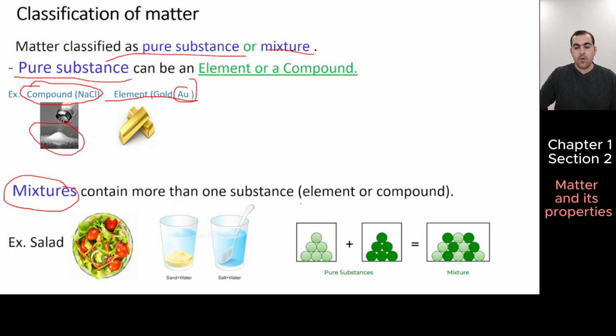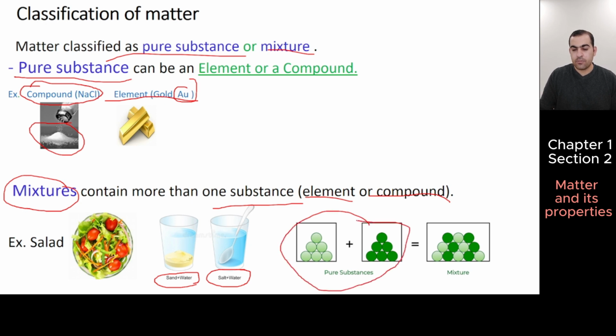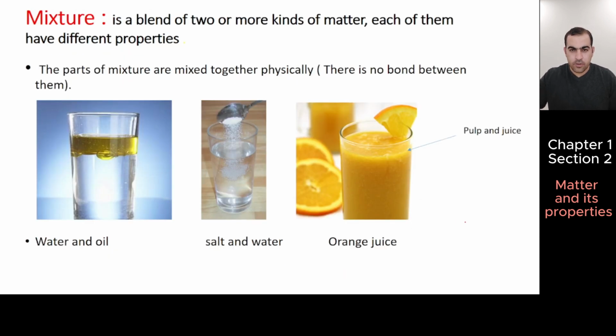Mixtures contain more than one substance, element or compound. A group of compounds or elements is called a mixture, like a salad, or sand and water. Salt and water: salt is a compound, water is a compound. Two compounds together form a mixture. Or we can say two or more pure substances form a mixture. Let's define it: a mixture is a blend of two or more kinds of matter.